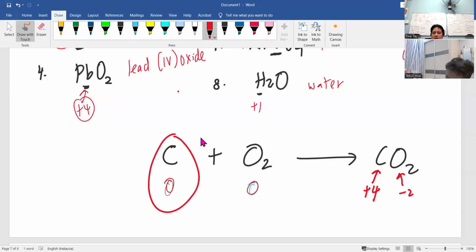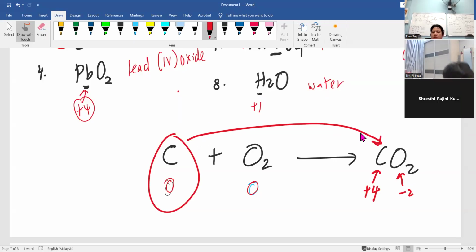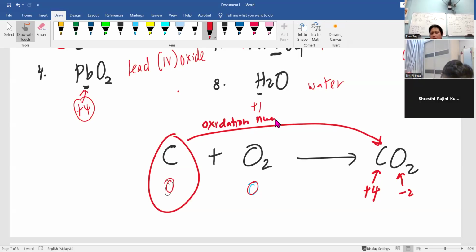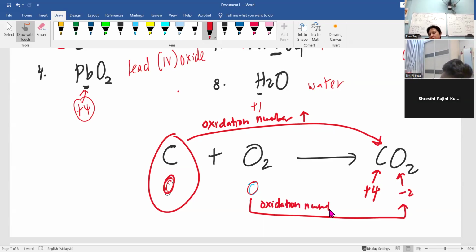So carbon changes from 0 to positive 4. So the oxidation number goes up. So it's oxidation. Can you see it? This one, from 0, it becomes negative 2. So the oxidation number goes down. So it's reduction. Okay. Can you understand? Yes. Okay.